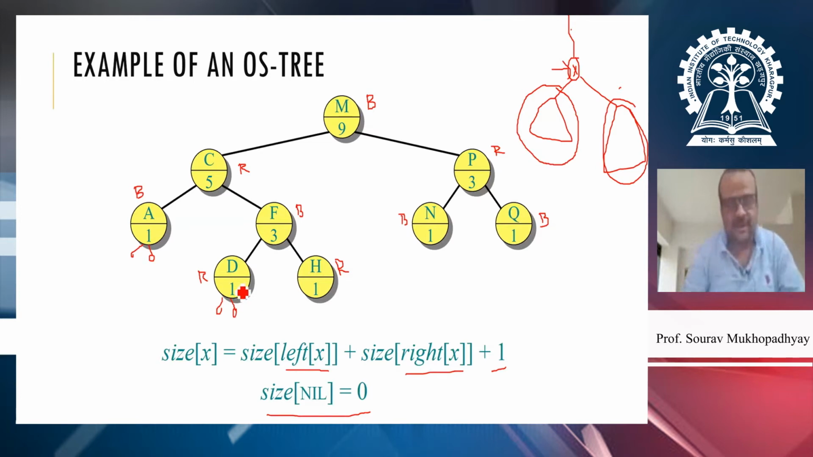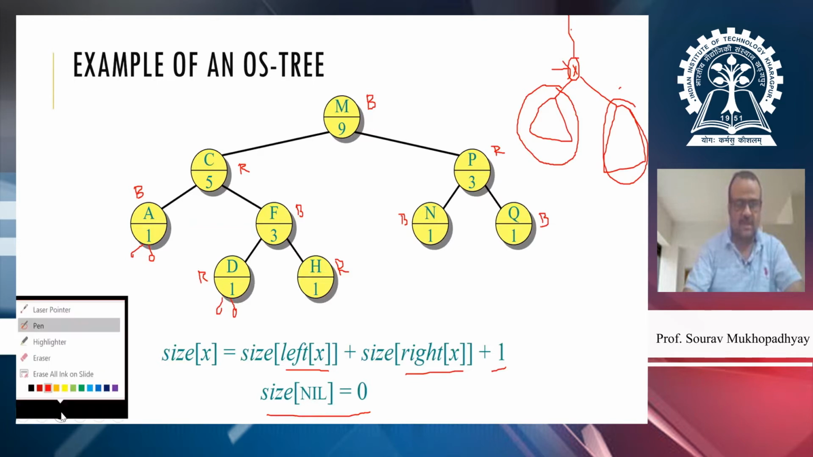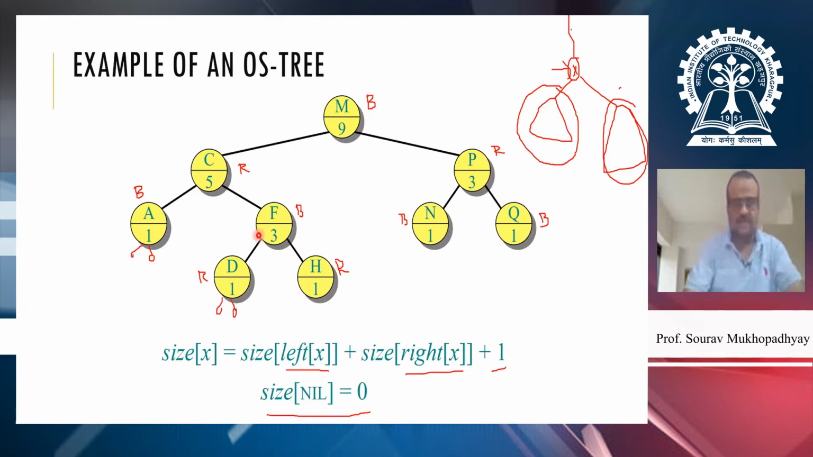So here, what is the size of this node? The number of nodes rooted at this tree. The Nils we are ignoring. Nils have size 0. So this is basically size 1. This is also size 1. Now consider the size of this node. It is nothing but size of left plus size of right plus one. Size of left is 1, there is only one node over here. Size of right is 1. 1 plus 1 is 2, plus this node itself, so 3. So there are 3 nodes hanging in this subtree rooted at this node.